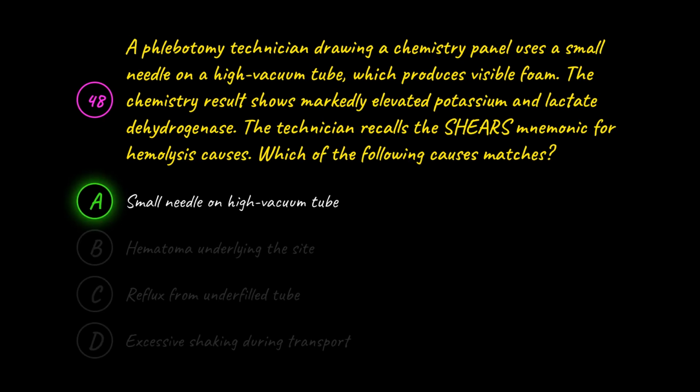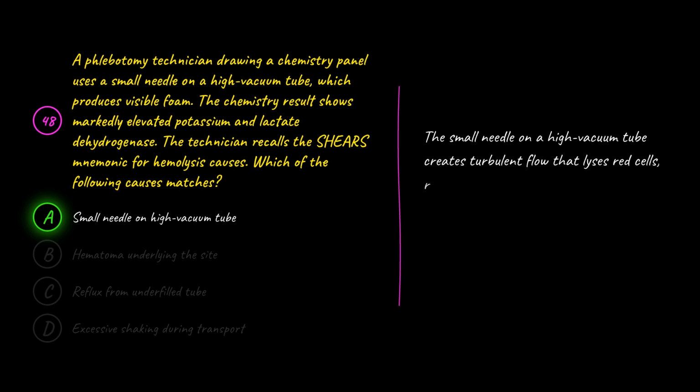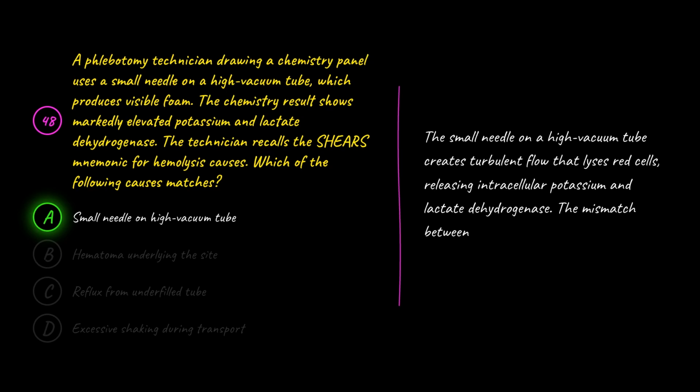The correct answer is A. Small needle on high vacuum tube. A is correct because the small needle on a high vacuum tube creates turbulent flow that lyses red cells, releasing intracellular potassium and lactate dehydrogenase. The mismatch between needle bore and tube vacuum causes hemolysis.